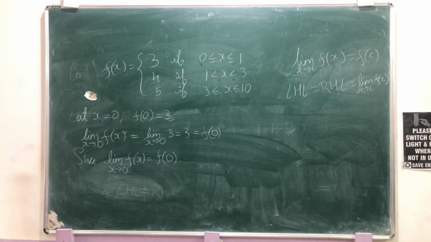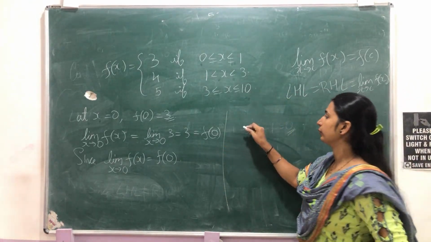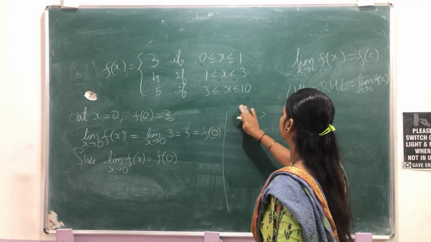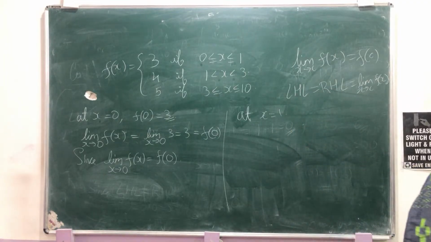Done? Next. Next what to do? At x equal to 1. Do this now. Left hand limit, right hand limit, value at that point.